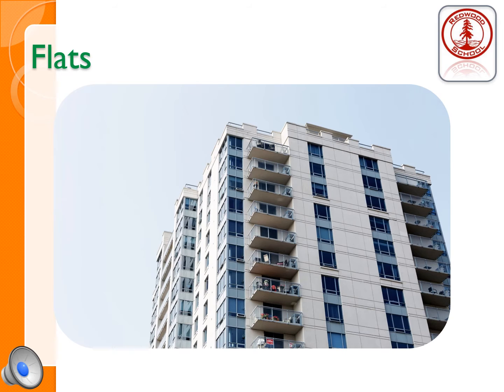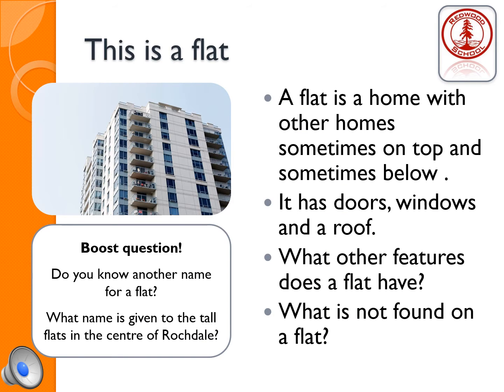This type of home is called a flat. When flats are together, we call them a block of flats. A flat is a home with other homes sometimes on top and sometimes below. It has doors and windows and a roof. But what other features does a flat have? And what is not found on a flat?